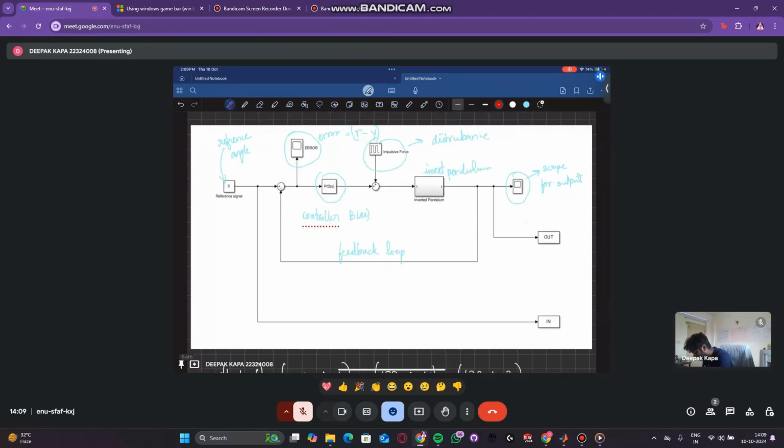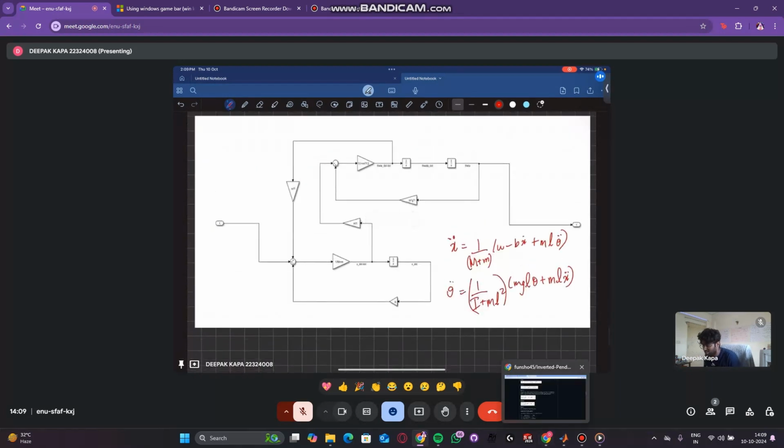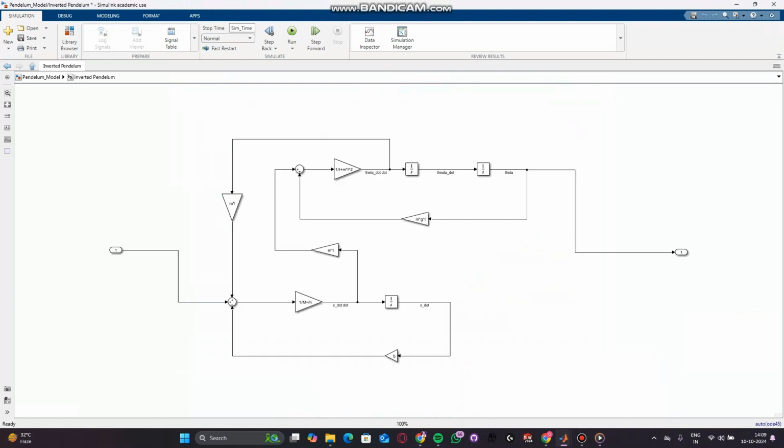So here, as I mentioned before, the reference angle, this is the controller, the error, the disturbance, the inverted pendulum, the scope, and the feedback loop. Okay. So now I'll explain how the inverted pendulum model is. I'll just open it on MATLAB to show you that it's the same. So here's my inverted pendulum. It's the same thing. So I'm going to explain the same thing.